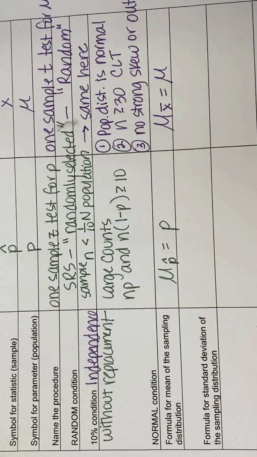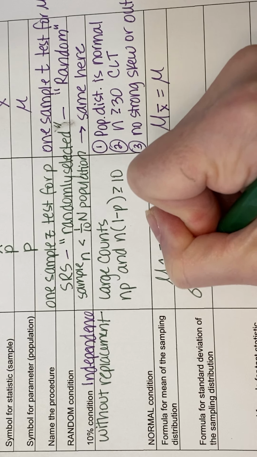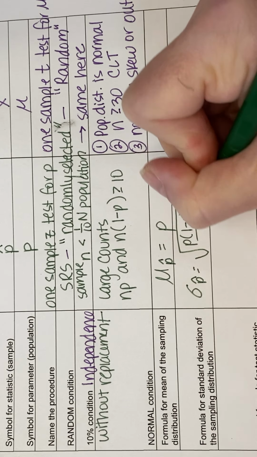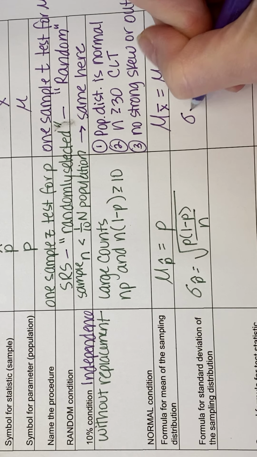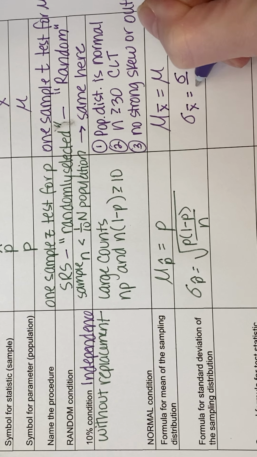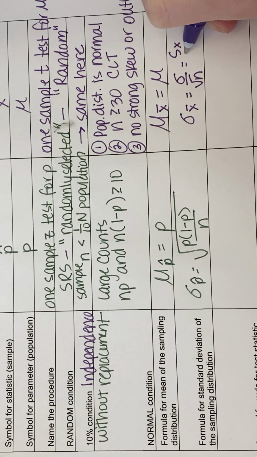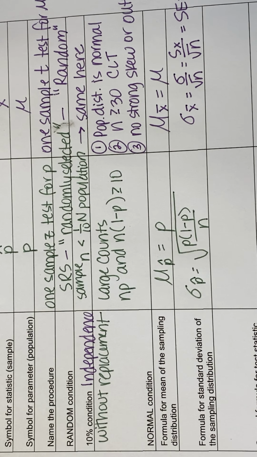The formula for the standard deviation of the sampling statistic. The standard deviation of your sampling statistic is the square root of p times 1 minus p over n. And the standard deviation for the sampling distribution of means is going to be sigma over the square root of n. Now, we're not going to know sigma, so you're going to use your standard deviation from your sample over the square root of n, and in your formula sheet, that is abbreviated the standard error of x bar.